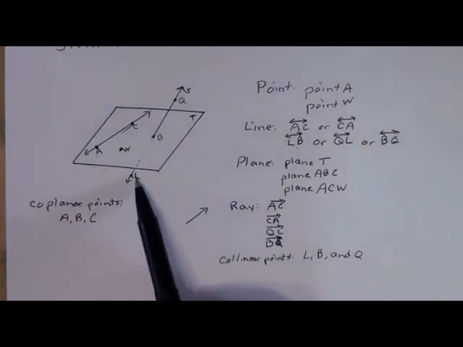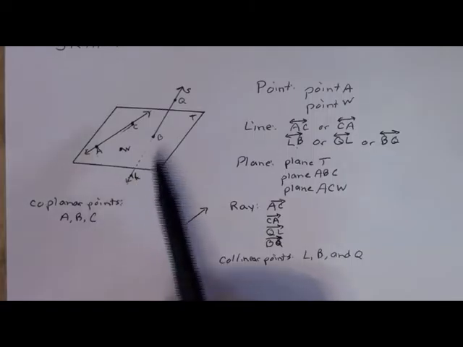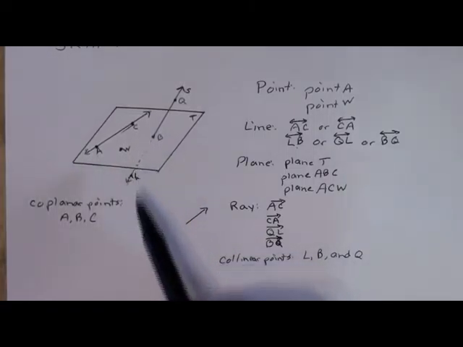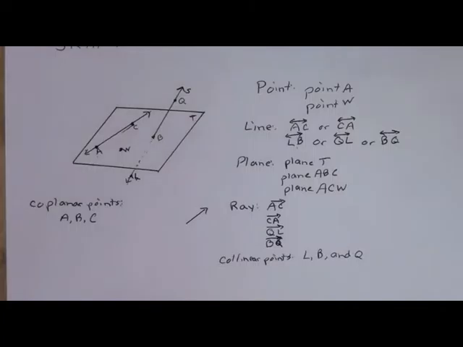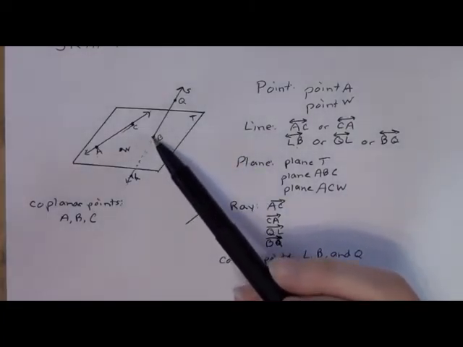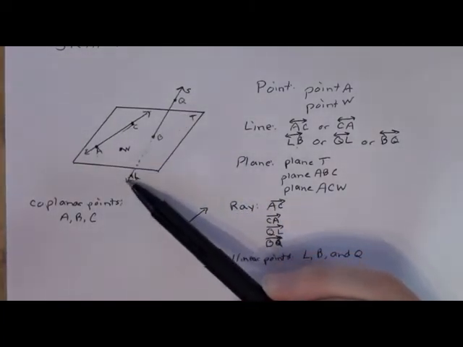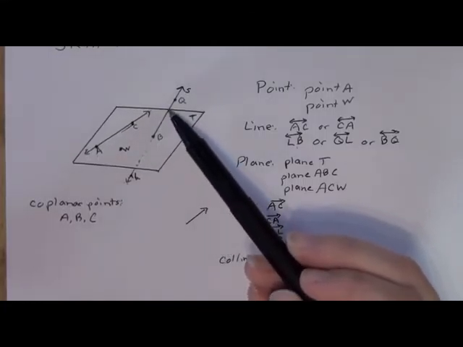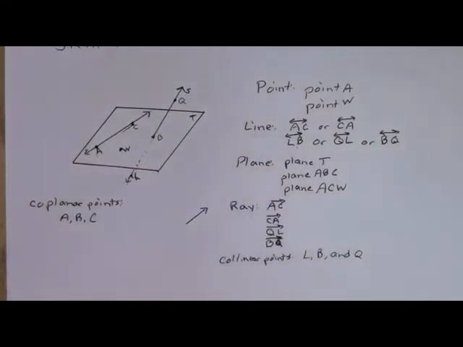Please note though that L is not in the plane, it's below the plane, and that's shown by a dashed line typically. Q is also not in the plane because if this line goes below the plane, then this part has to go above. It goes through the plane.